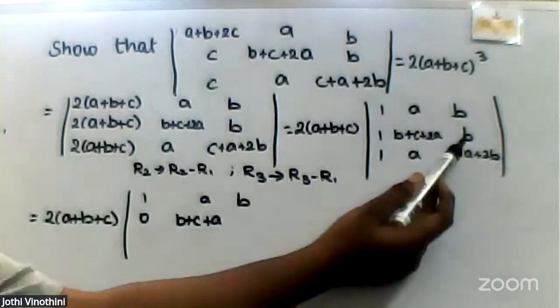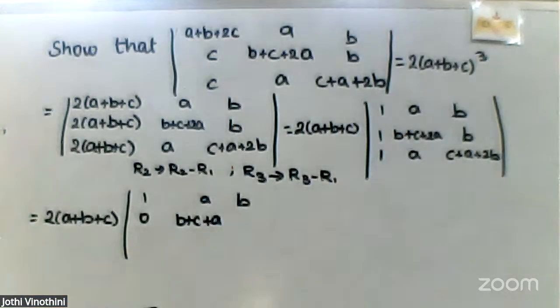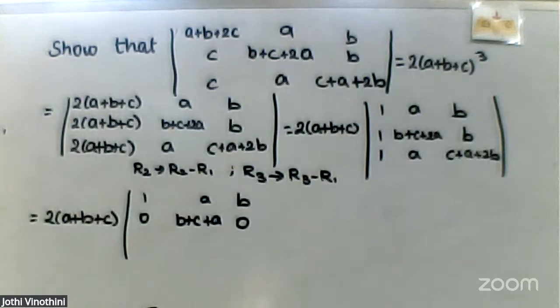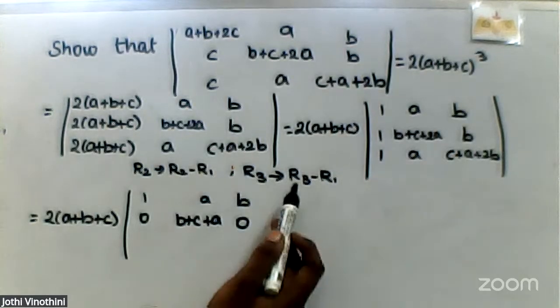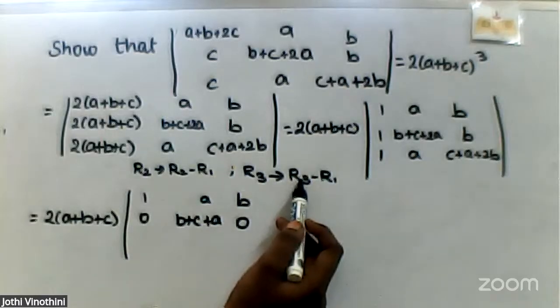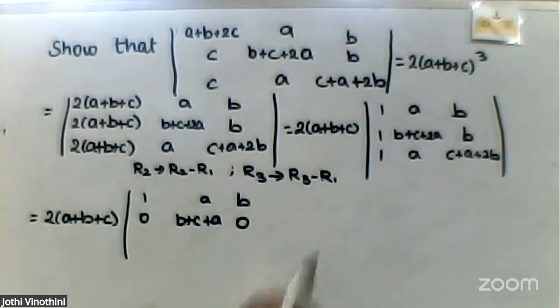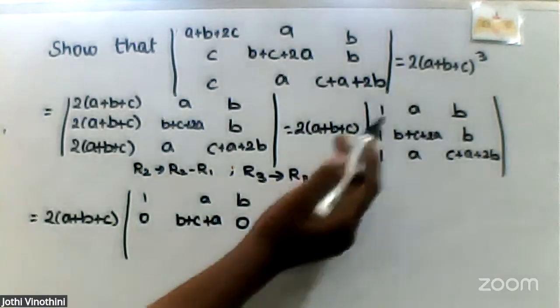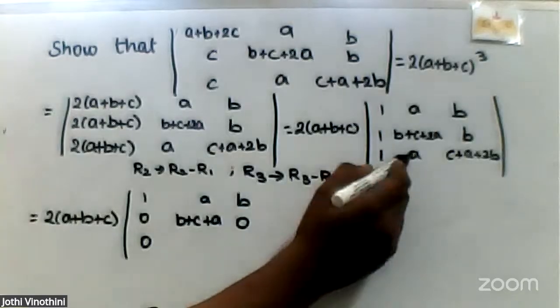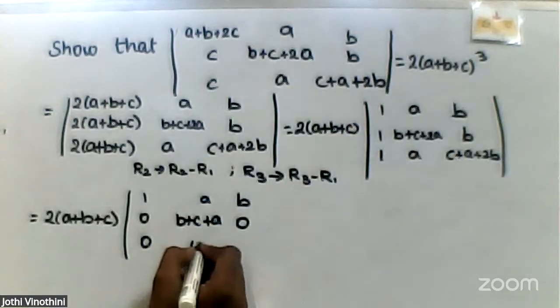So see, here it is R2 minus R1. B minus B, it's 0. Okay? So see R3. R3 will also change like R2. It is also like R3 minus R1. So R3 is 1, R1 is also 1. 1 minus 1 is 0. Clear? Here it is A. A minus A is 0.